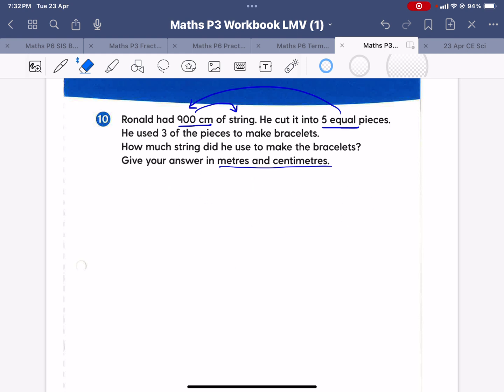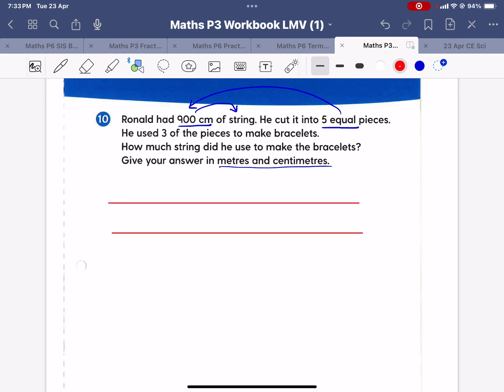Now we had 900 and it's being broken into 5 equal pieces. So again, think in your head, what kind of model is going to work here, where you show a total and you break it up into 5 equal parts? If you are thinking what I'm thinking, this is what is going to happen. I have a long piece of string that is 900 centimeters and I want to break it into 5 equal pieces.